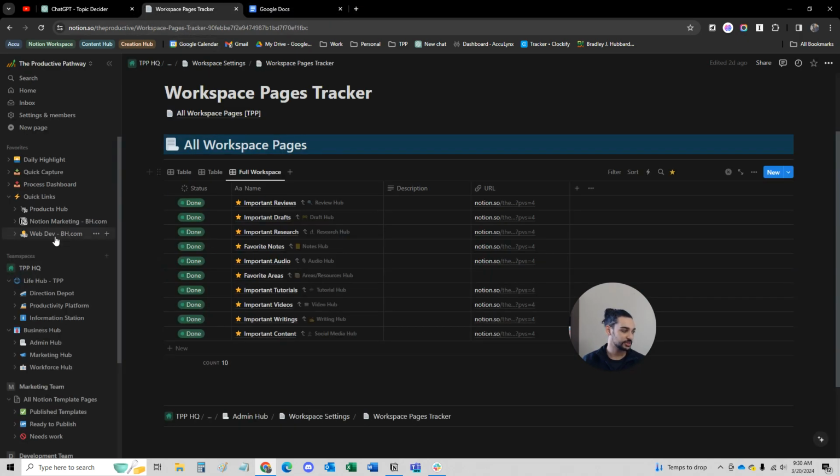So that's going to be part of every single template that we send out, just to help people have a structure to fall back onto.